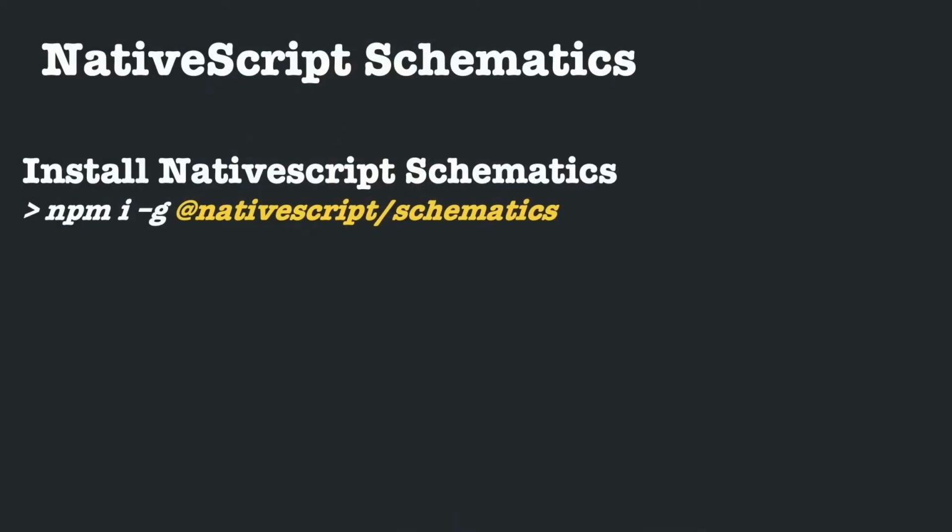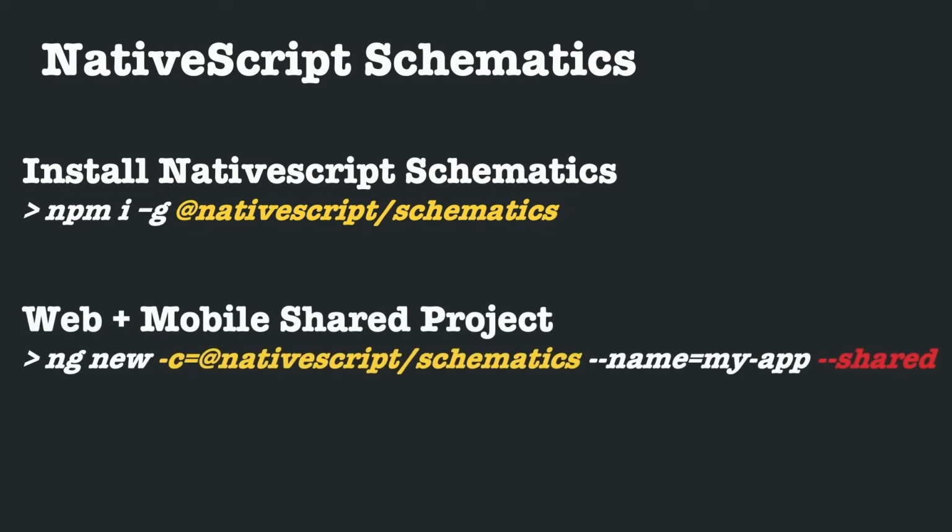So the cool thing is that we implemented NativeScript schematics that actually help you with building code sharing projects. So if you install using npm and add @nativescript/schematics, you can then, for example, create a new project using Angular CLI. So if you just call, as usual, ng new, and then for the collection, you do either -c or --collection, and you pass in @nativescript/schematics, then provide a project name, and then add the --shared flag at the end. That basically uses Angular CLI to scaffold a brand new code sharing project from scratch. And that works pretty well.